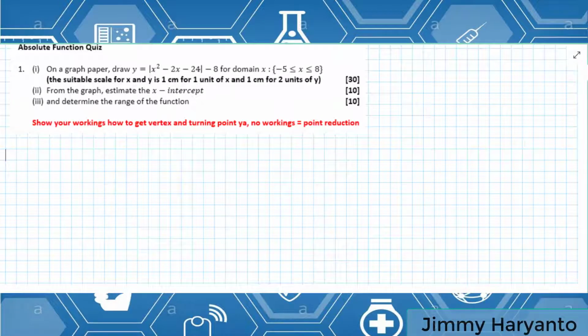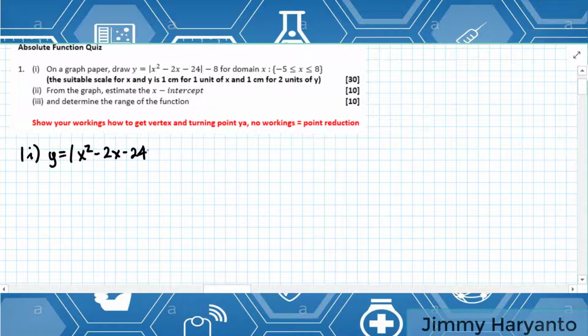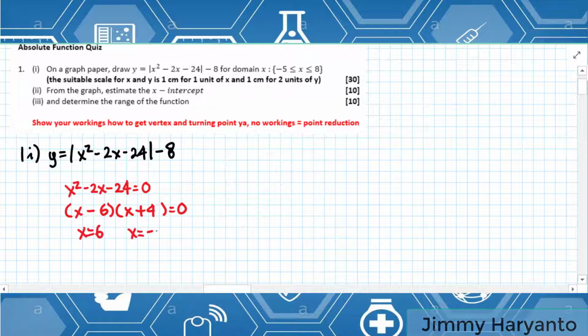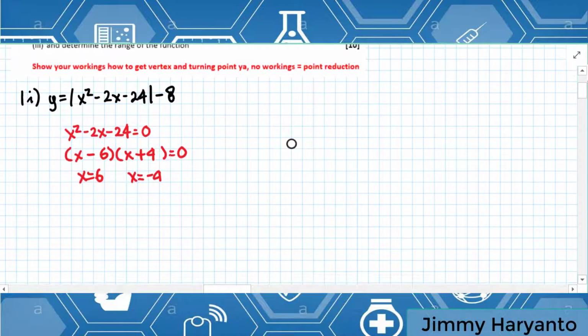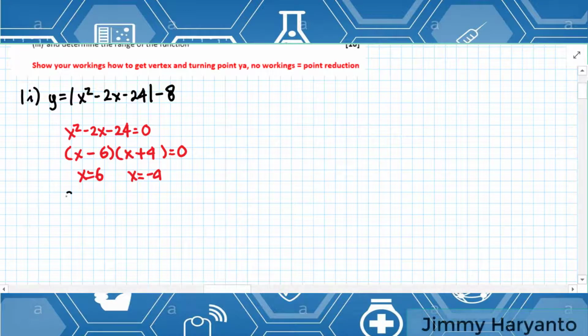For the vertex, you have to make the function inside the absolute equal to 0. So x squared minus 2x minus 24 equals 0, and then you have to factorize it. (x minus 6)(x plus 4), so x equals 6 and x equals negative 4. From this I will have the x-axis of the vertex.